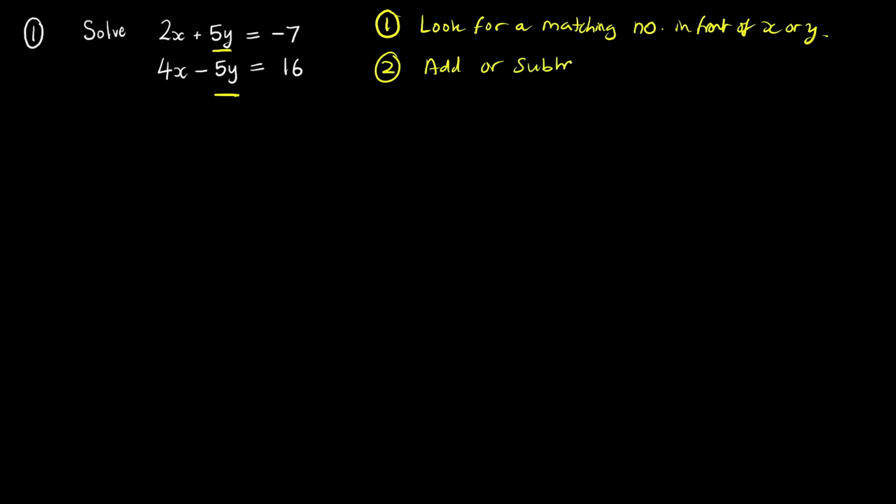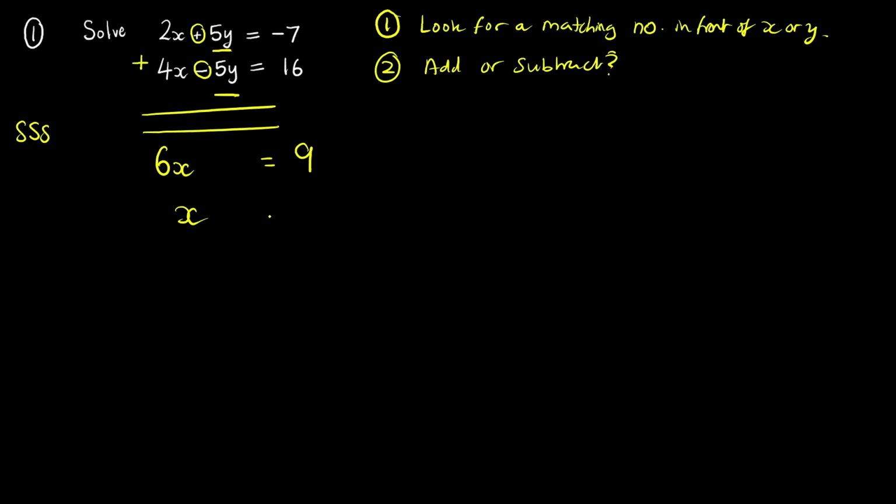Okay, so add or subtract is going to be the next key step. Now, as I say, SSS would be same sign subtract. We've got a different sign in front of the y's, so I'm therefore going to add these two together. The 2x plus 4x is going to give me 6x, 5y plus minus 5y is going to be 0, then we've got minus 7 plus 16, that's going to give us 9.